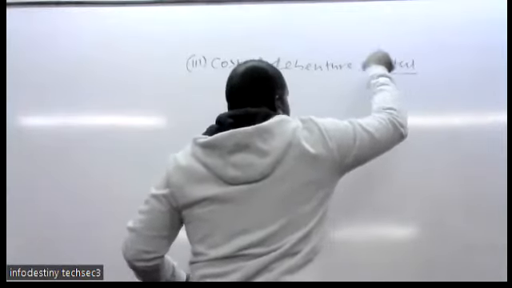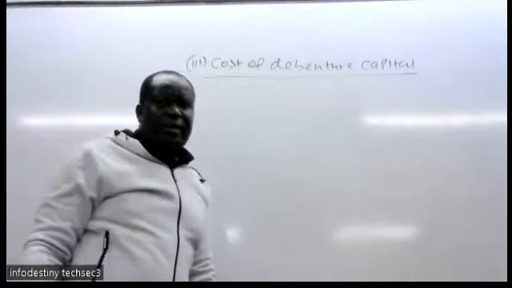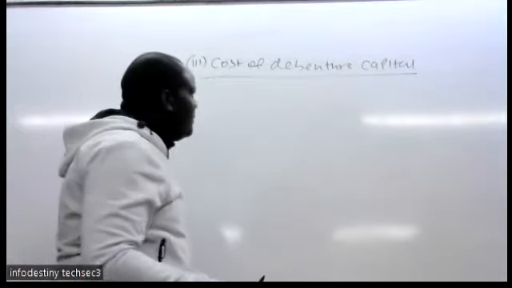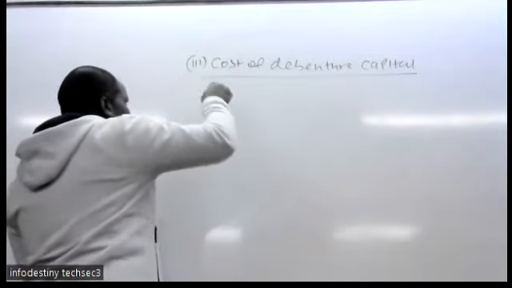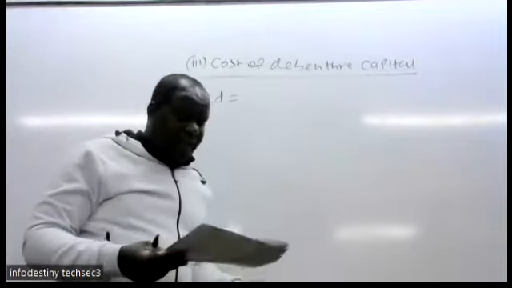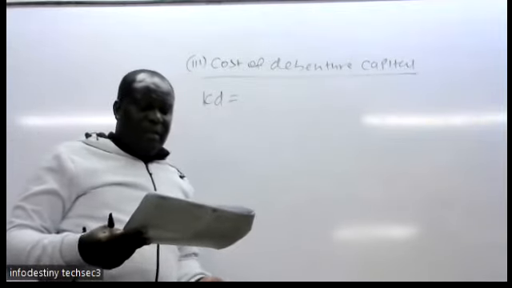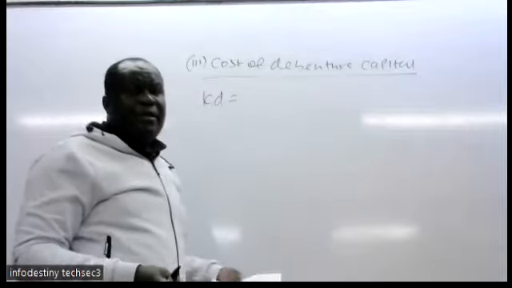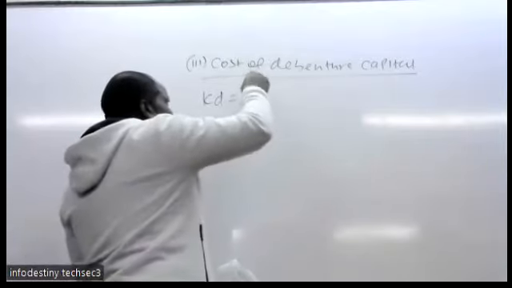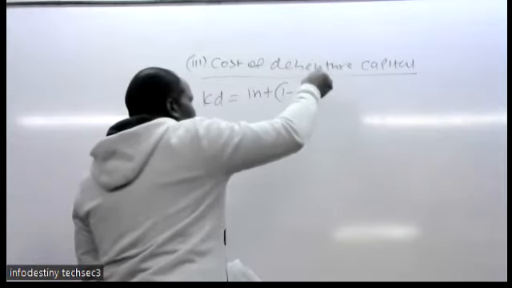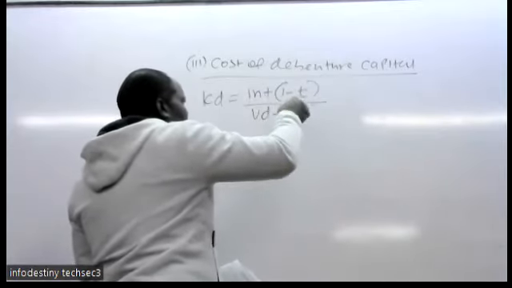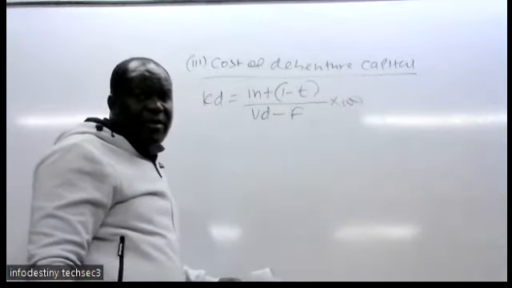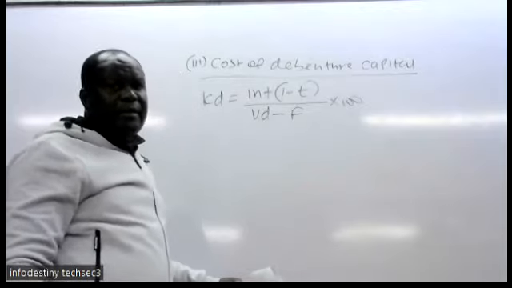Cost of the debenture. To calculate the cost of the debenture, the debenture is irredeemable because you are not given the maturity period. When it is irredeemable, the cost of the debenture is given by interest times 1 minus the tax rate, divided by the current value of the debenture minus the flotation cost, then we express it as a percentage.